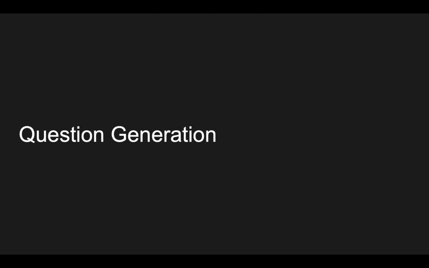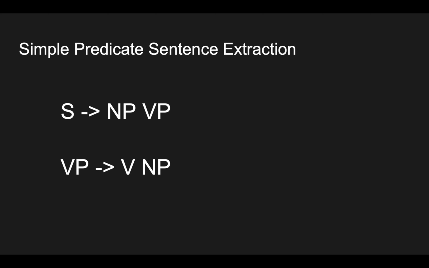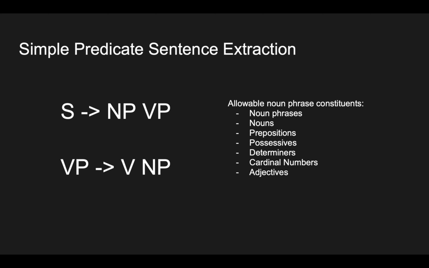Once the text is pre-processed, it is passed to our question generation module. The module first scans the article, and using the constituency parser, extracts all simple predicate sentences. It defines a simple predicate sentence as a sentence having the form S goes to NP-VP, VP goes to V NP, with each noun constituent having a limited internal structure to ensure that there are no relative clauses that could complicate question generation. After the predicates are found, they are further filtered to predicates with only appropriate length noun phrases.